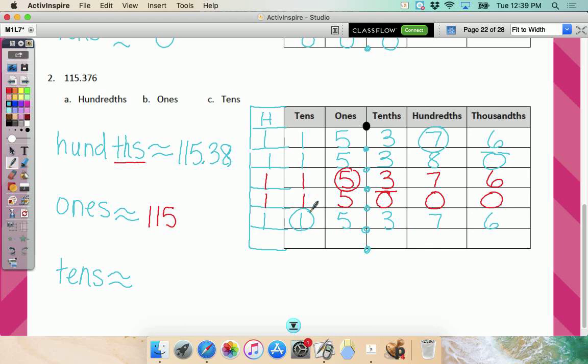I hate it. Okay. So now I need to underline something. What is it? 5. Okay, so here's my question I'll ask myself. Find my digit, look next door. Payson, what does the 5 tell me to do to the 1? Stay the same or add 1? Okay, so which number do I add 1 to? The 1. To the 1s.